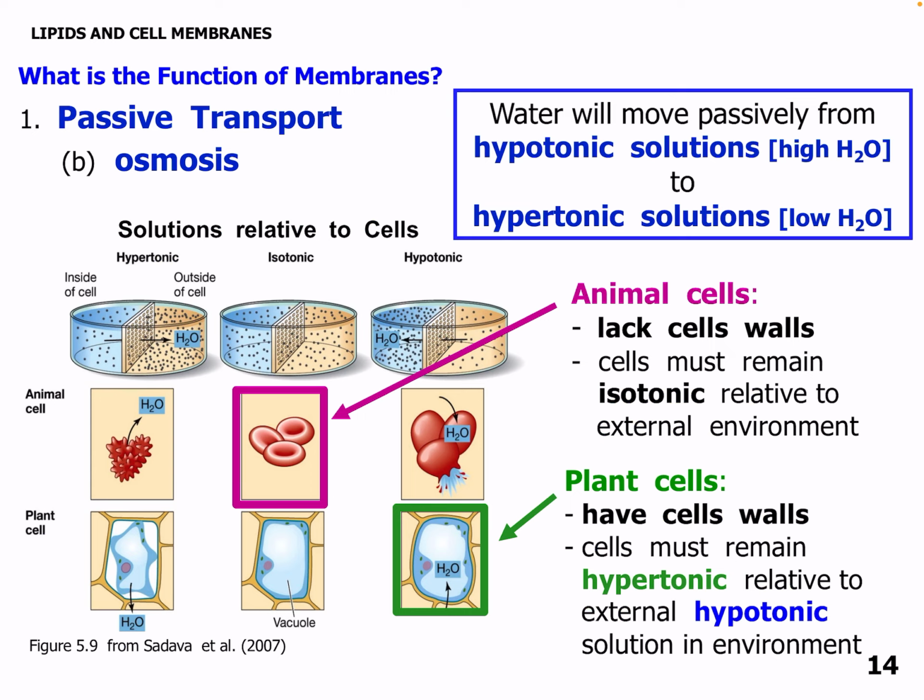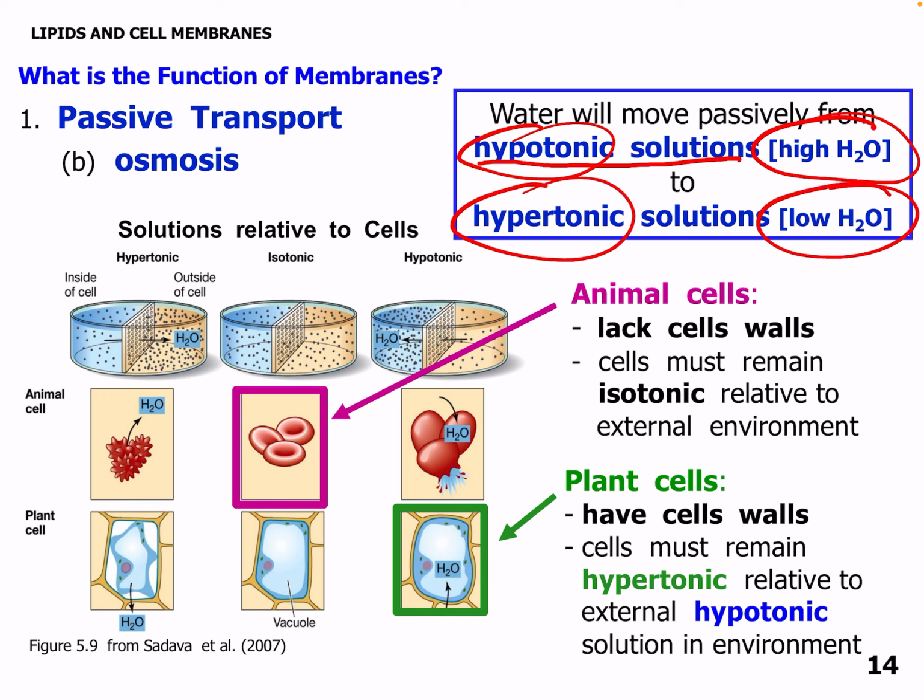So again, water will move passively from hypotonic solutions. So solutions that are hypotonic have high H2O. Tonic kind of refers to the solute. Hypertonic solutions have low H2O. So in animal cells that lack cell walls, such as red blood cells, these cells must remain isotonic relative to the external environment. Because again, these are circulating through the blood. So in plant cells, which have cell walls, cells must remain hypertonic relative to the external hypotonic solution in the environment. So you can see here, there's a good example of how human cells and plant cells can differ.